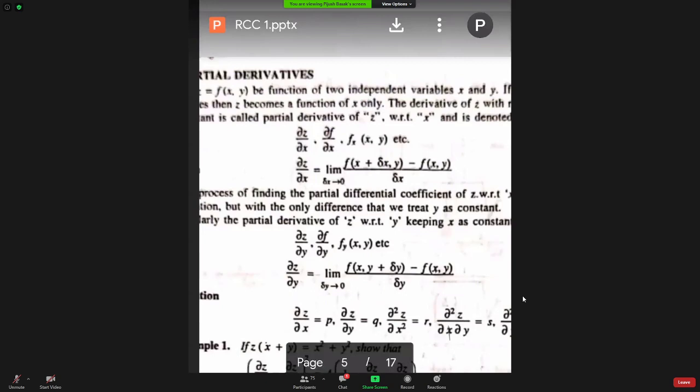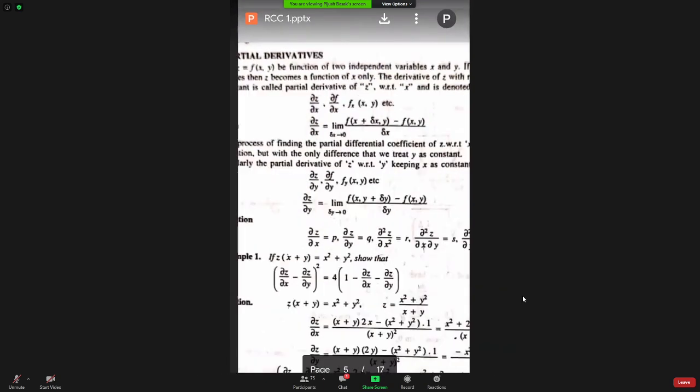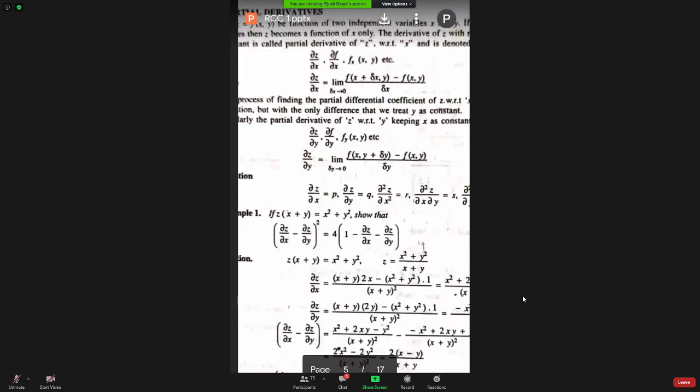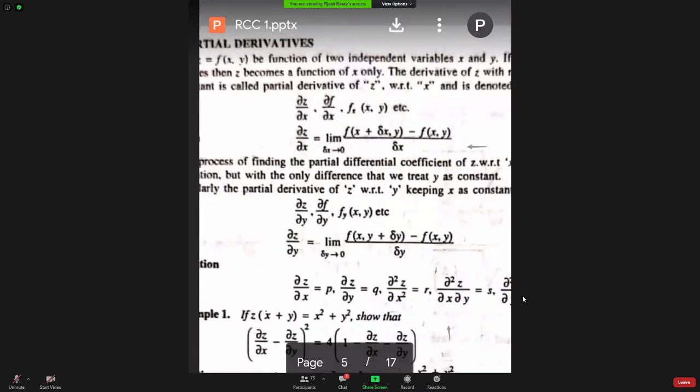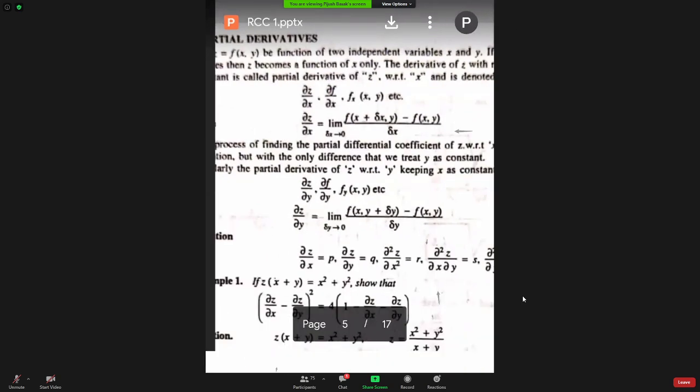Similarly, del z del y is nothing but del f del y, that is f_y(x, y). Then the definition of del z del y is limit delta y tends to 0 of f(x, y plus delta y) minus f(x, y) by delta y.